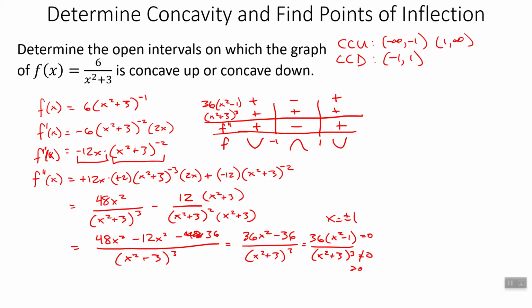All right, and the points of inflection, they're going to be at -1 and 1. So each of these is going to be a point of inflection because it's continuous. So this is going to be a point of inflection, and this is going to be a point of inflection. We just plug them in to get the points. For each one, it would be 6 over 4. So it would be the point 1, comma, 6 over 4 or 3 over 2. And this would be -1, comma, 3 over 2.